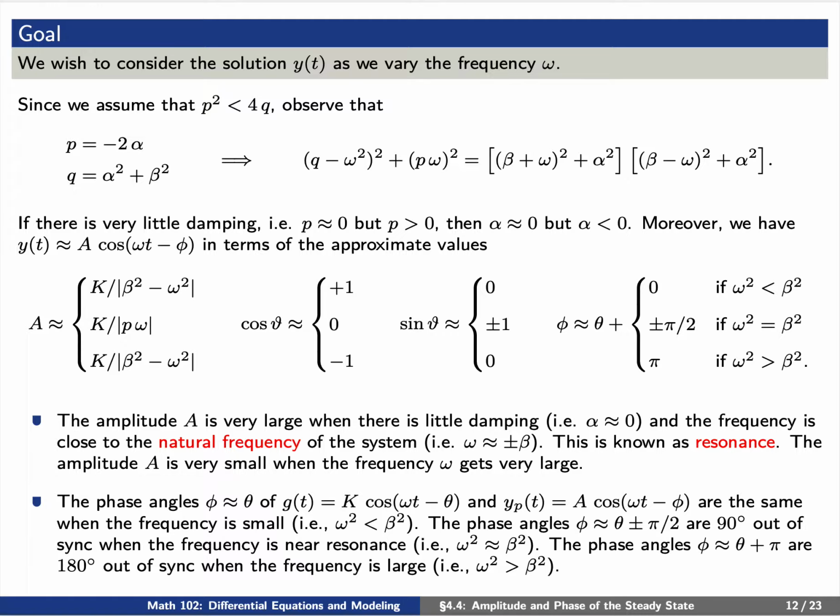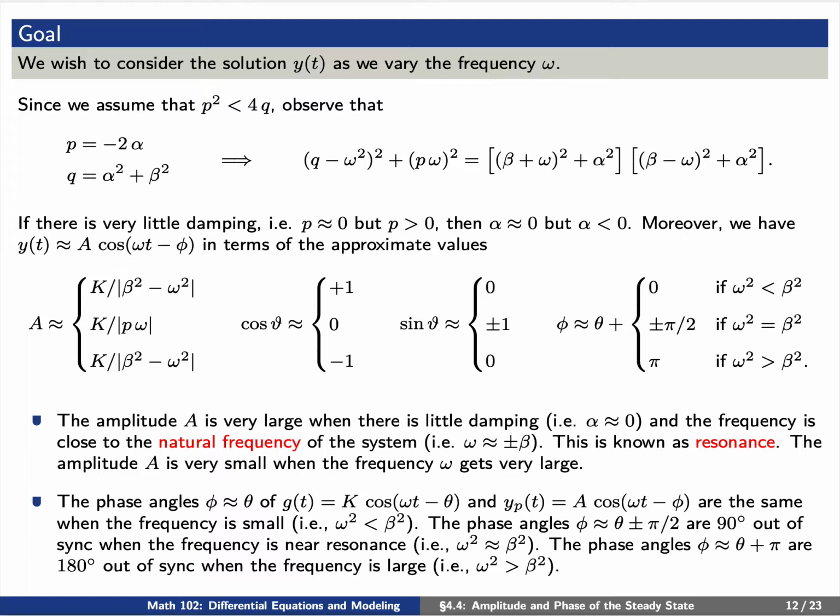And if our frequency omega is greater than beta, then capital A is approximately capital K divided by omega squared minus beta squared. In other words, the amplitude capital A is very large when there is little damping, that is, alpha is approximately 0, and the frequency omega is close to the natural frequency beta. This phenomenon is known as resonance. On the other hand, the amplitude A is very small when the frequency omega gets very large.